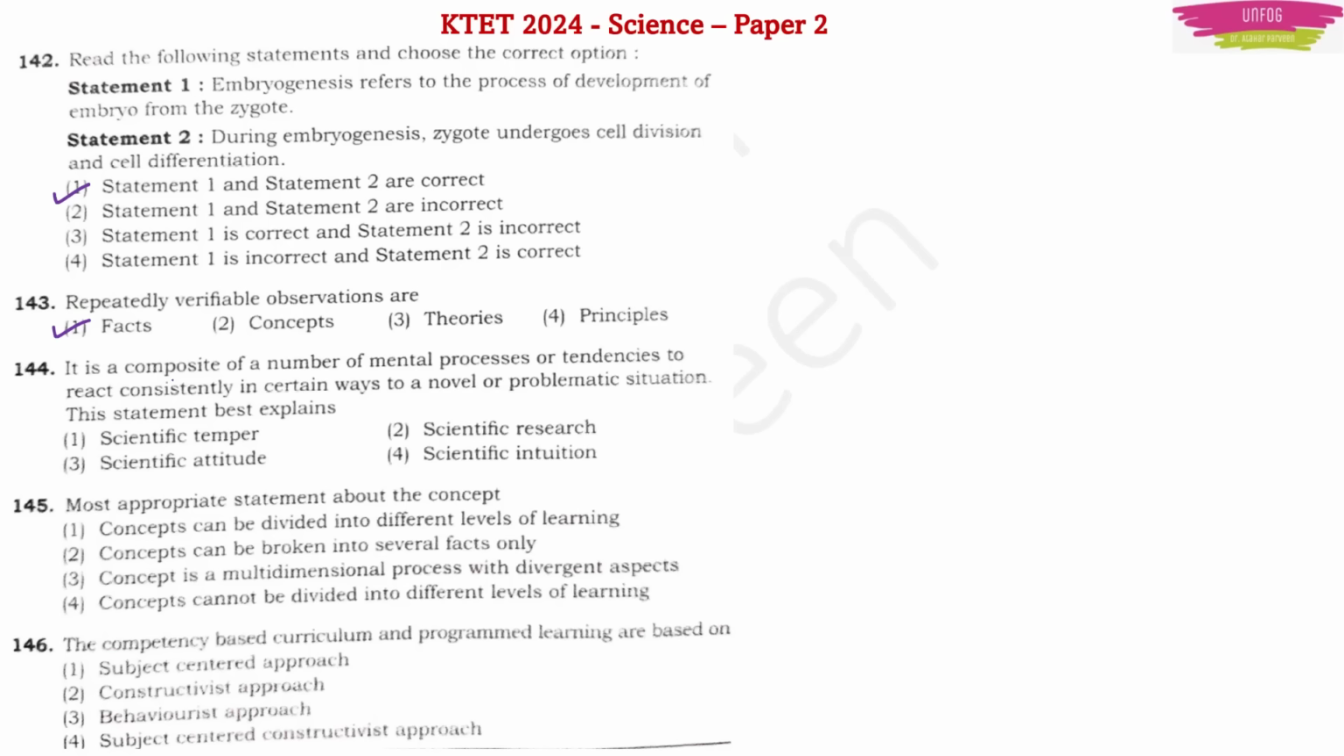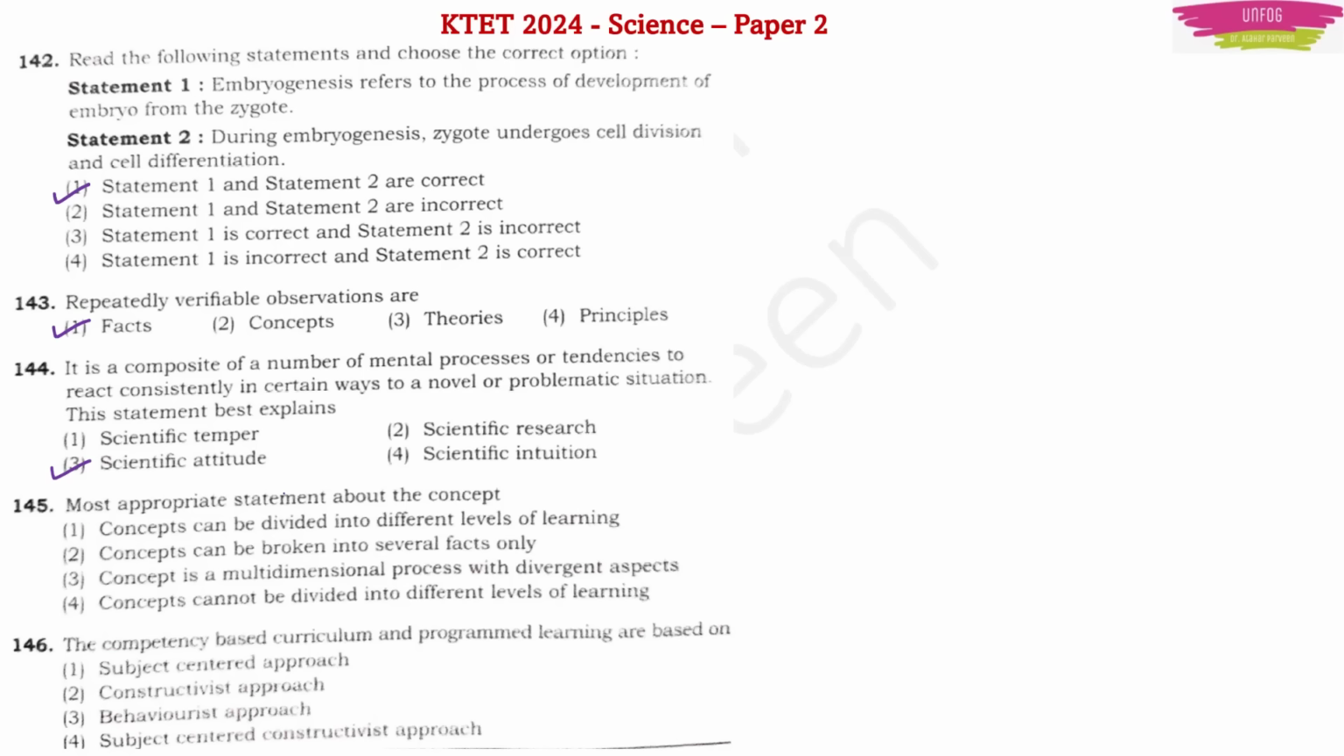Next question. It is a composite of a number of mental processes or tendencies to react consistently in certain ways to a novel or problematic situation. This statement best explains scientific temper, scientific research, scientific attitude, or scientific intuition. So they are talking about mental processes, right? So it should be attitude. Option 3 should be the correct answer.